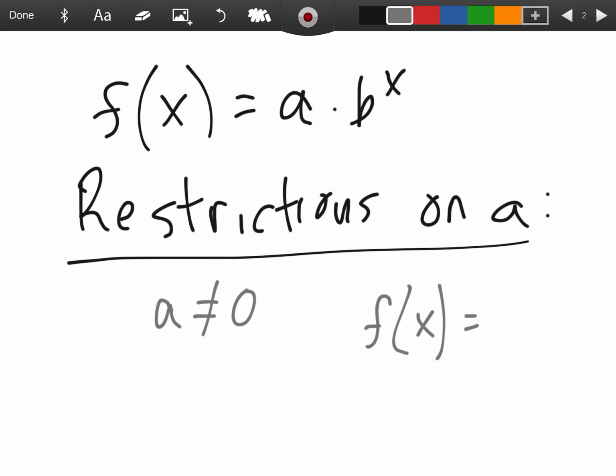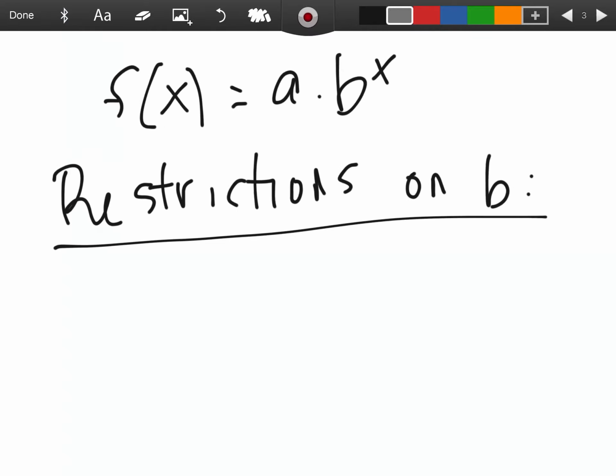If we had f of x equal to 0 times b to the x, well, we're just going to get 0, because 0 times anything is 0. This winds up being just a flat line along the x-axis. There's not going to be any sort of exponential growth there. So our a value, our initial value, cannot be equal to 0.